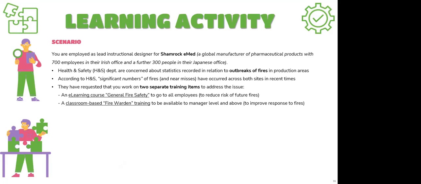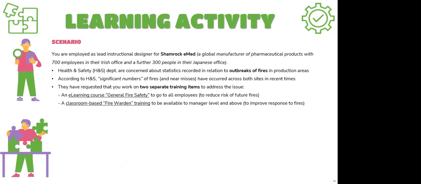So in response to this, health and safety think training is the way to go. They think, okay, we need to action this here. So they want 2 different training items to be created. The first one is an e-learning course about general fire safety. This is e-learning that's going to go out to all 1,000 employees, and the aim of this course is to reduce the risk of future fires. So people need to know a little bit about what safe behavior looks like in the workplace, and to take every sensible precaution that they possibly can to reduce the risk of fires. So that's the first piece, the e-learning course called General Fire Safety.